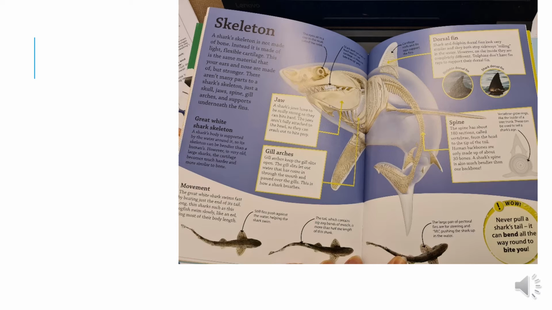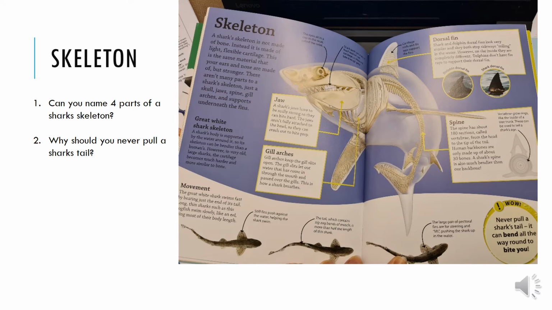So here's our first page, and it is called skeleton. So my first question is, can you name 4 parts of a shark's skeleton? My second question is, why should you never pull a shark's tail? And my third question for this page is, how many sections does the spine of a shark have?